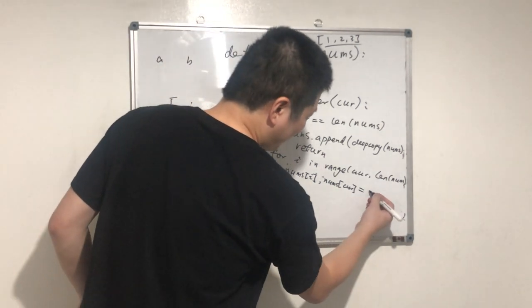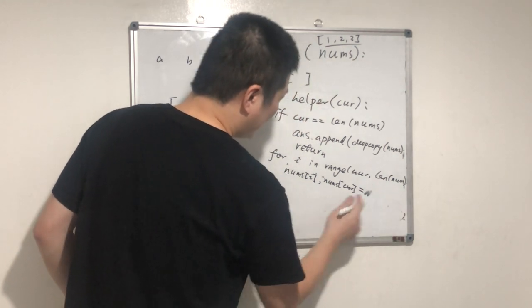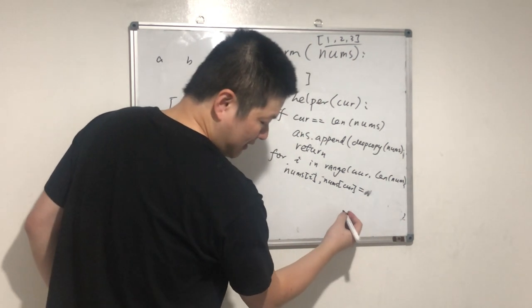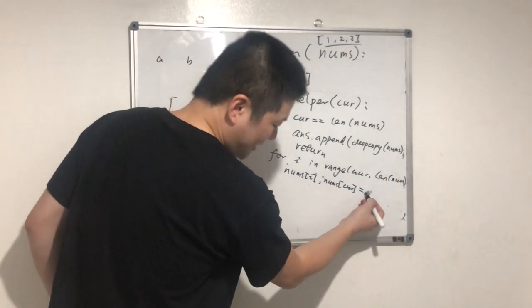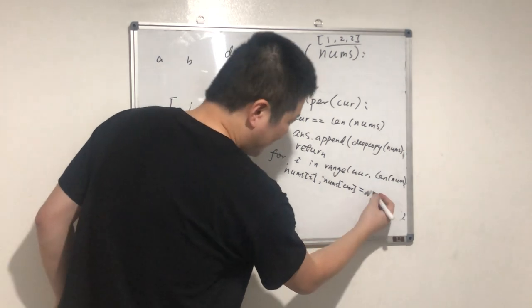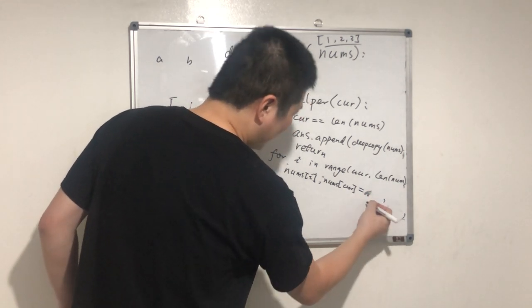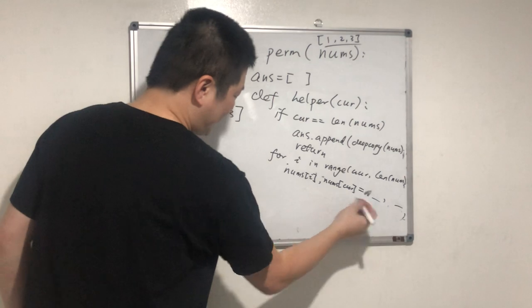Equals what? Equals nums[i], nums[current] equals what? Nums. Come on, a, b equals b, a. Nums[i], nums[current] equals what? Nums[current]. Yeah, and? Nums[i]. Yeah, we're done. Okay, I'm not going to write it, okay?